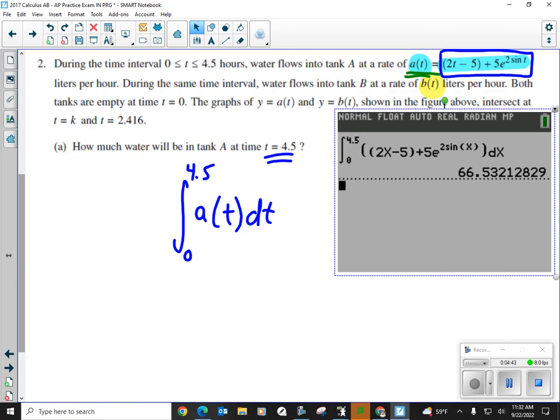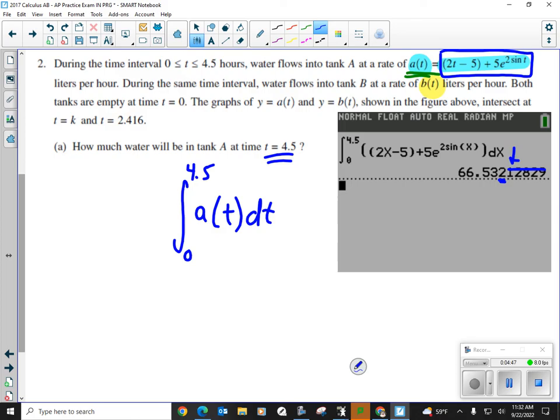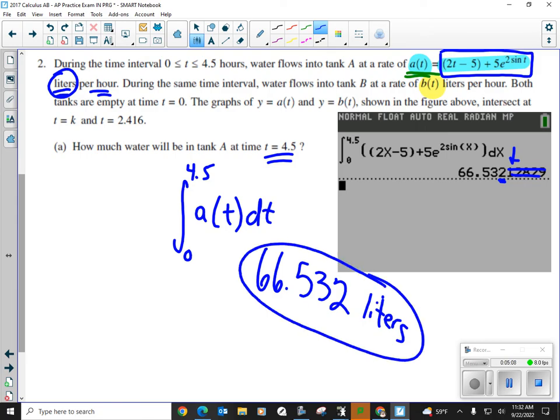And this will stay at 2 because the number after it is less than 5. So I'm going to say 66.532. This does not say with appropriate label, but the rate is liters per hour. If I go backward for the quantity, liters. There you go. That was easy for A. That was easy. It will start to get tougher.